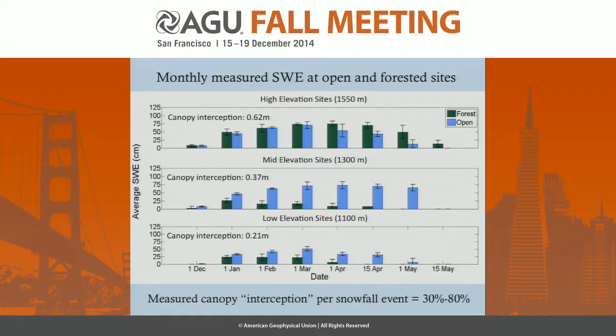Contrast that with the mid and low elevation sites, where we have a mix of rain and snow. The canopy interception of snow is a large fraction of the total snow. And so the amount of snow on the forest floor is much less than it is in the openings. And because of the long-wave radiation as well, the story here is much less accumulation and fast ablation.